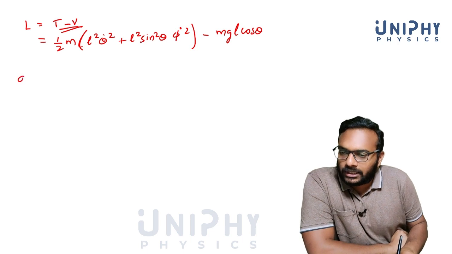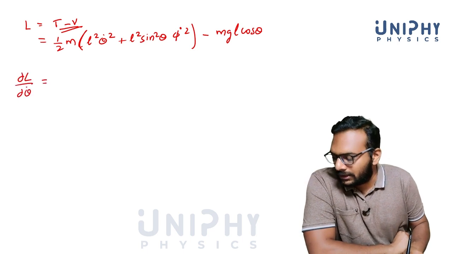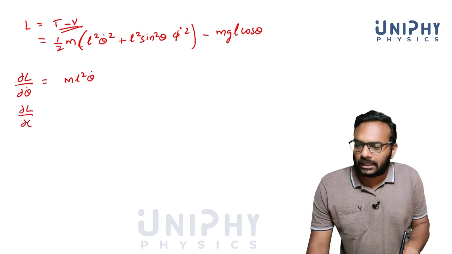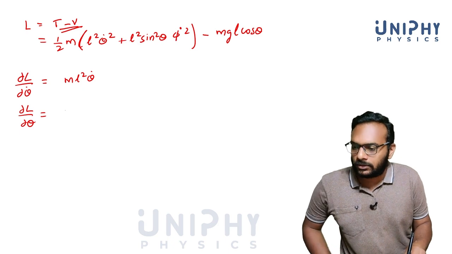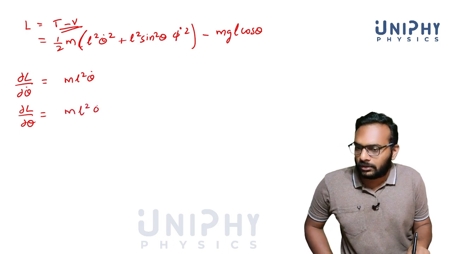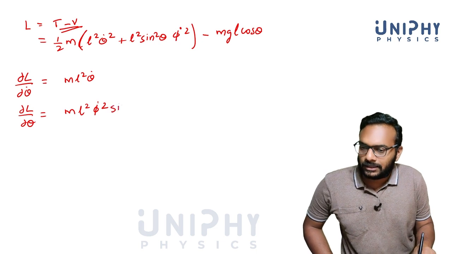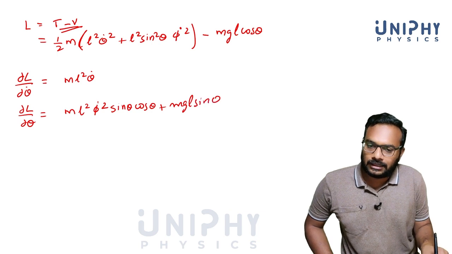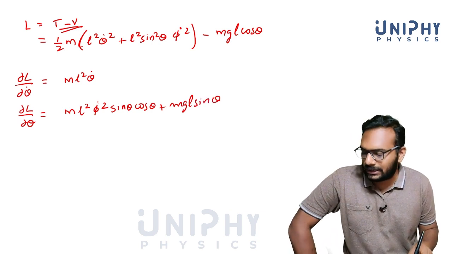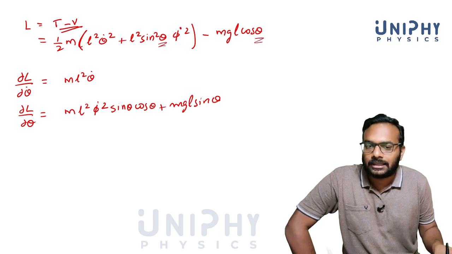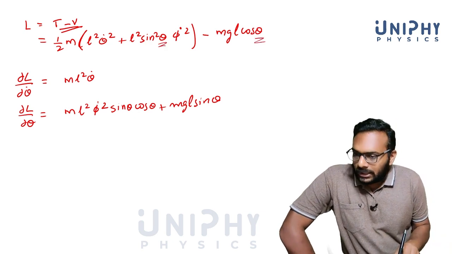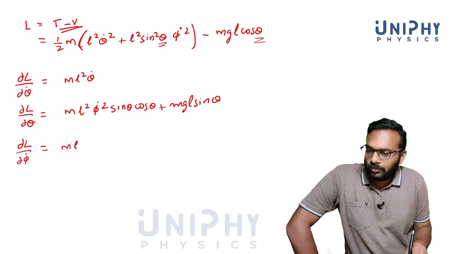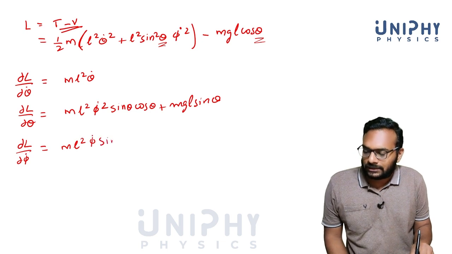Now it's just a matter of finding dou L by dou theta dot, that's equal to ml square theta dot. And dou L by dou theta is equal to ml square phi dot square sin theta cos theta plus mgl sin theta. That's dou L by dou theta. You can just check because there's a theta here and there's a theta over there. Now we can also find dou L by dou phi dot. Dou L by dou phi dot is equal to ml square phi dot sin square theta.